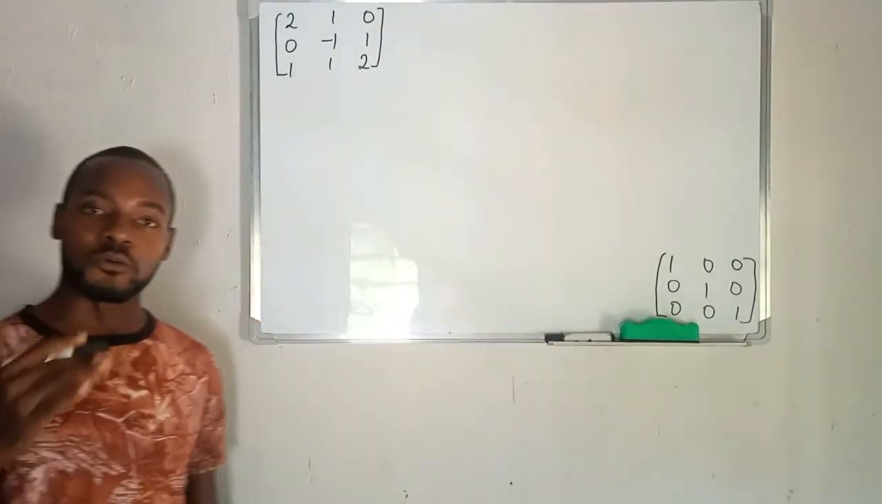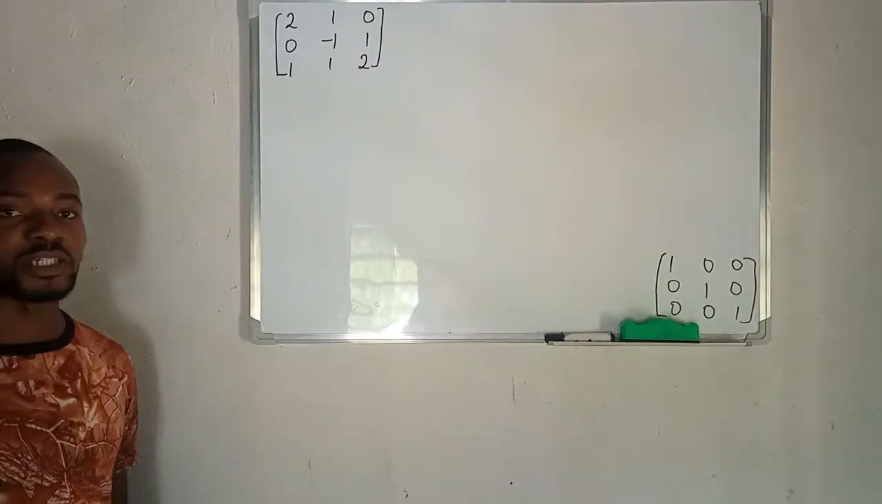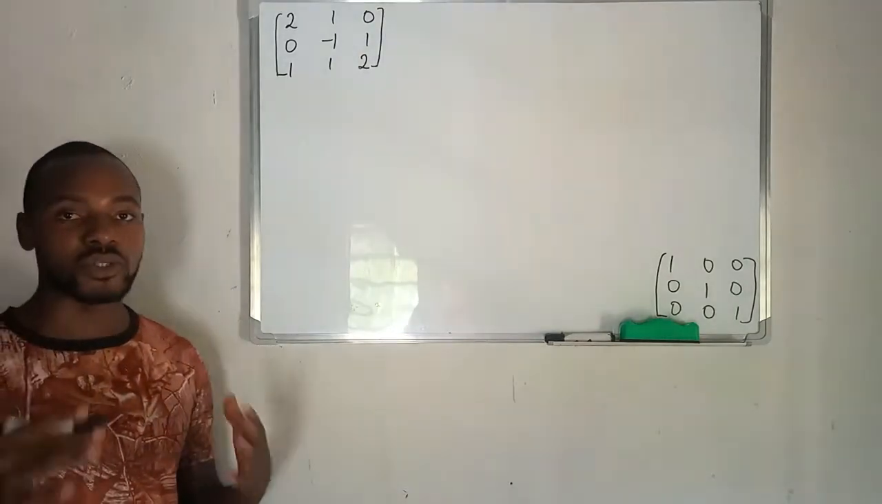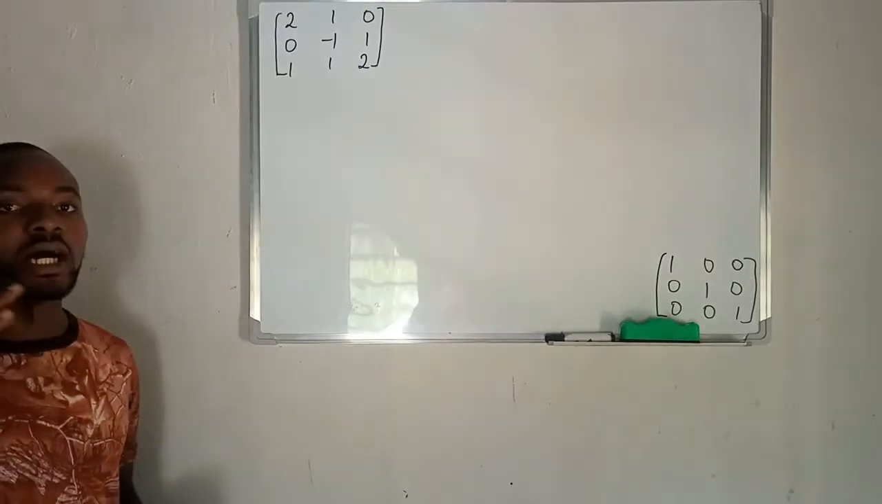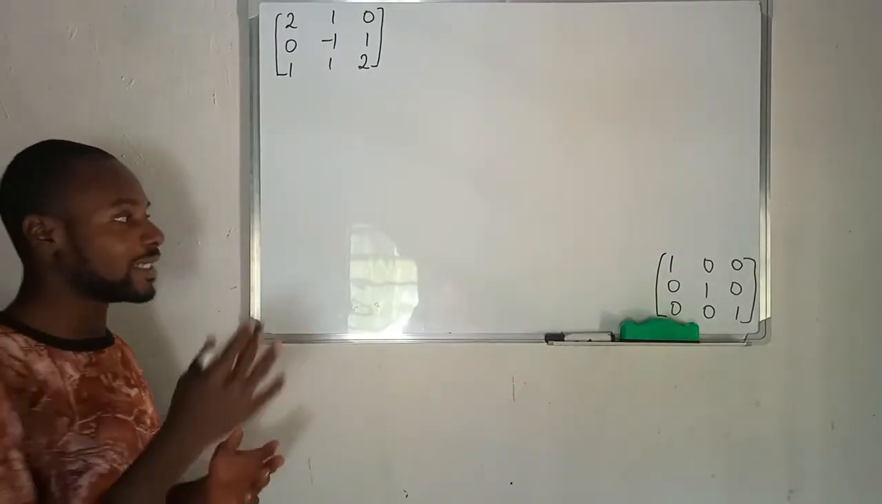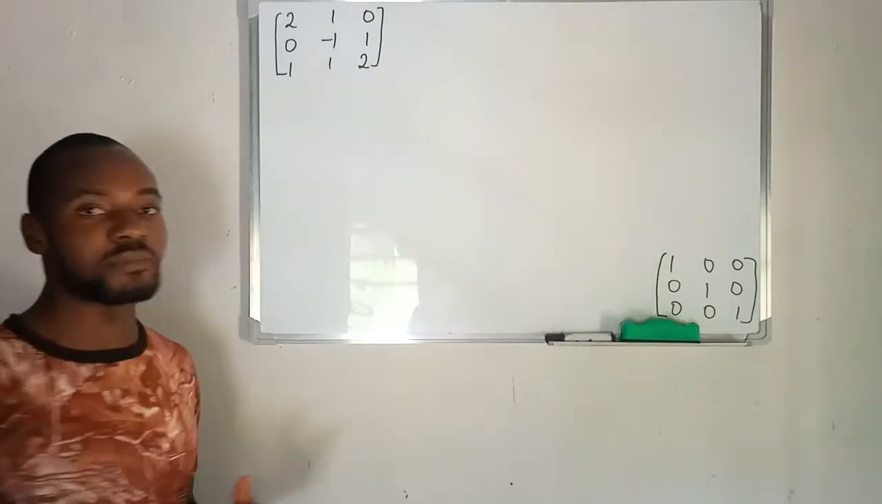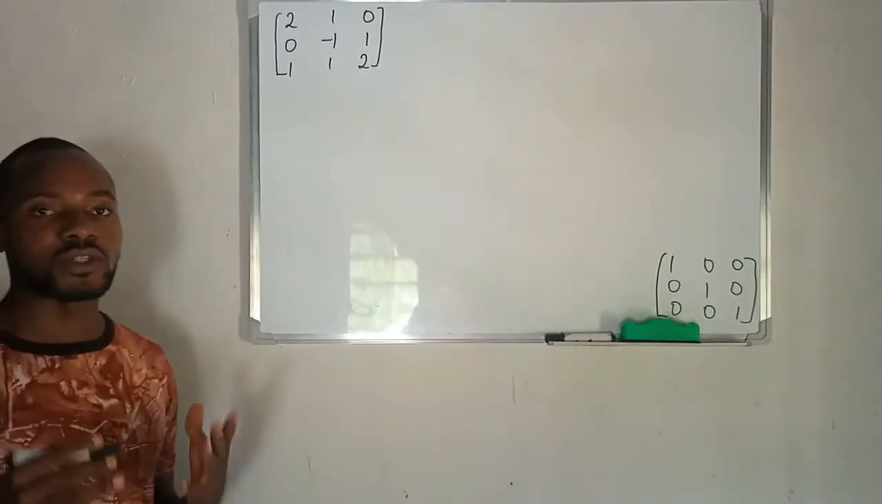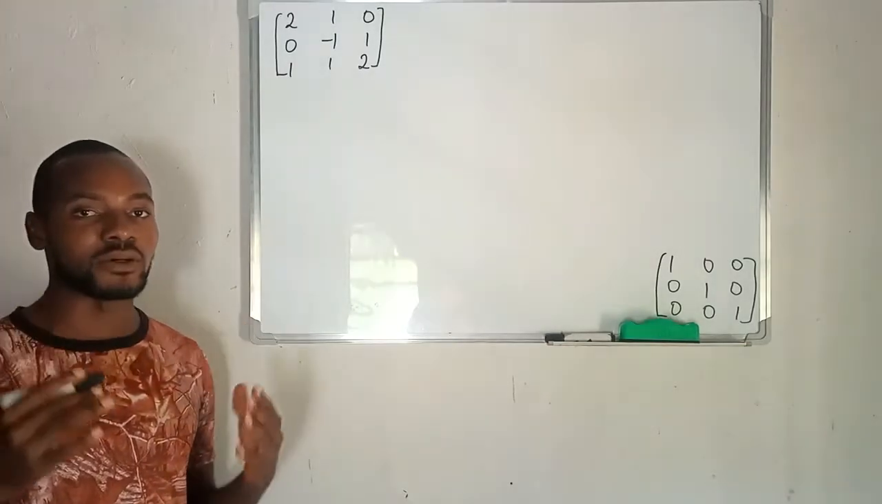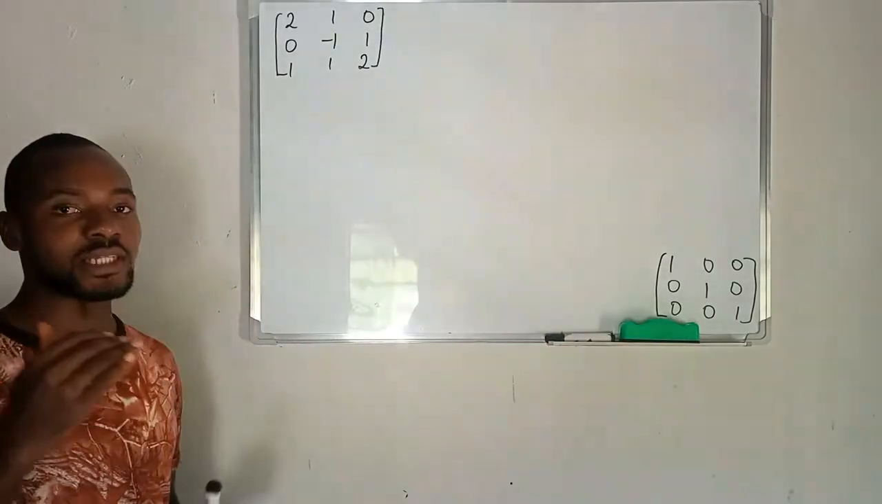There are a lot of ways to get the inverse of a matrix. You can decide to go by the matrix of cofactors and so on, but that will be way too long. You can decide to use the identity matrix to solve this, but that will also be long. But there is another way to solve this using the row reduction method, and that's what we are going to be using in this video.